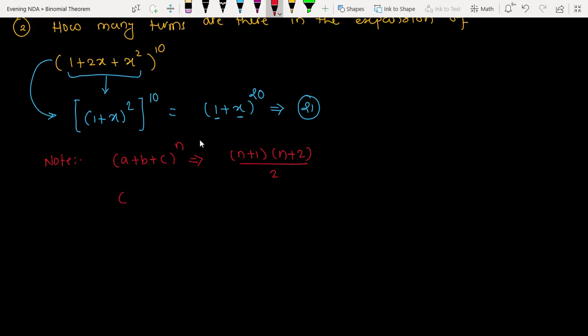Suppose, for example, (3x + 2y + 9) to the power 10. Suppose this is the case. Now how many terms will be there in this expansion? Now see, there is no way to convert these three terms into two terms. So the number of terms will be like this: 10 plus 1 is 11, into 12, divided by 2, which is nothing but 66 terms in this expansion. Is this okay?